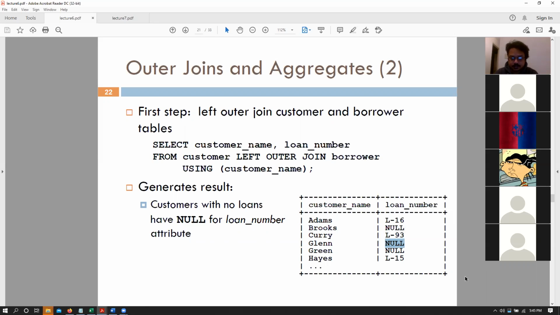So everyone understands what's going on here, that we get a null value here because there is no loan for the particular customer. For example, Glenn or Green do not have any loans. However, Adams currently has a single loan. However, Adams could technically have more than one loan. So if Adams had 10 loans, it would repeat Adams 10 times with all of those corresponding loan numbers, right?